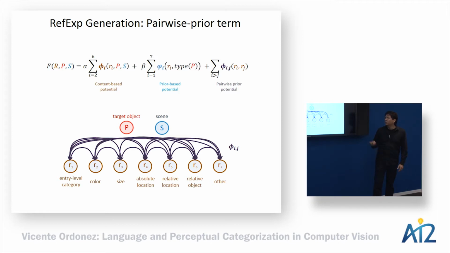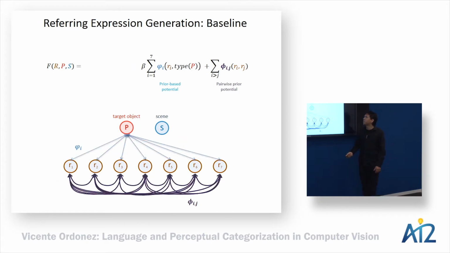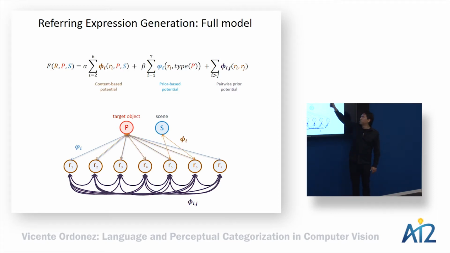And we also compare these to a baseline that comes up with referring expressions purely based on the text statistics without looking at the image at all. So we just strip down the content-based potential. And I'm going to show you what's the effect of that in the following slide.